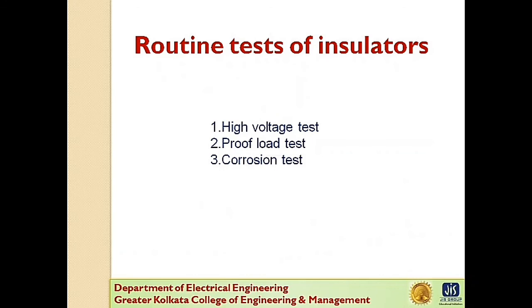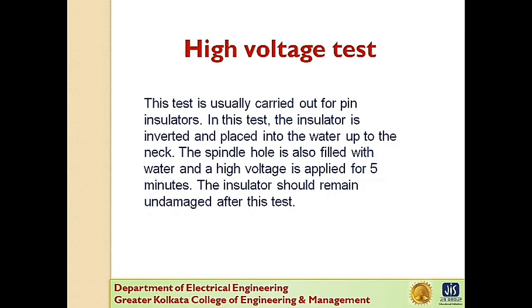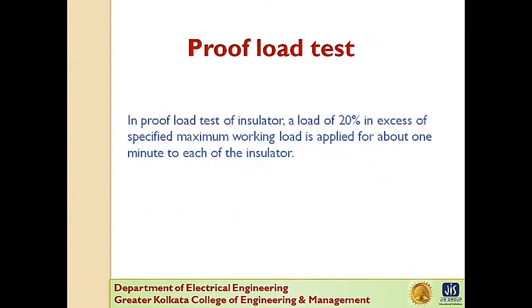Next one is the routine test of the insulator. There are 3 types of routine tests for the insulator. First one is high voltage test, next one is proof load test, and third one is corrosion test. The high voltage test is usually carried out for pin type insulator. In this test, the insulator is inverted and placed into the water up to the neck. The spindle hole is also filled with water and a high voltage is applied for 5 minutes. The insulator should remain undamaged after this test.